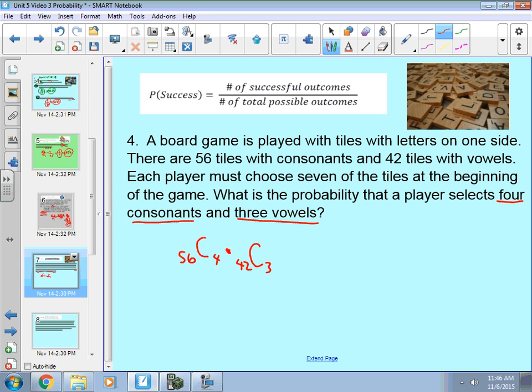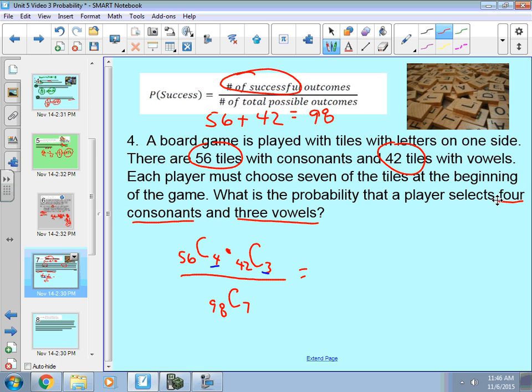We want to multiply these together to find the total possibilities of our successful ways of doing this over now the total. And the total that we're drawing here is 4 and 3. So we're choosing 7 total tiles out of the total number of tiles in the whole game. The total number of the tiles in the whole game would be 56 plus 42. So there would be 98 total tiles. So if you set it up like this, you were dead on. So now you just got to solve that out. Find both of those combinations, multiply them together, and divide.